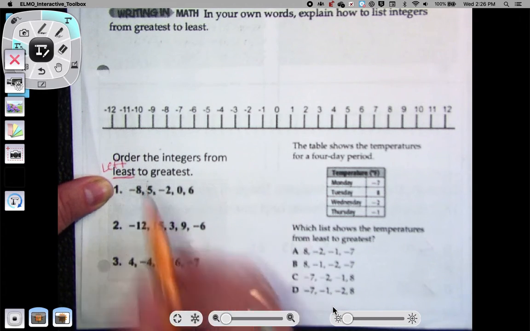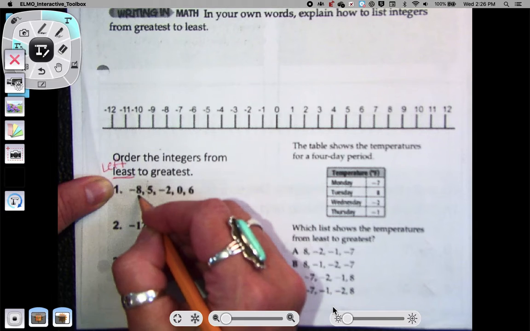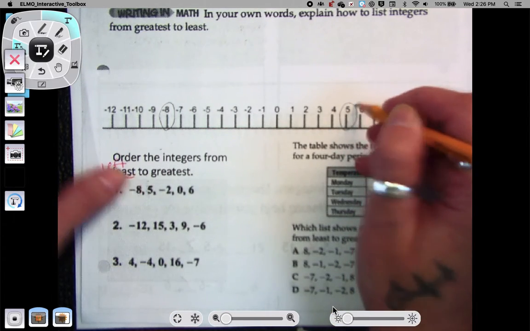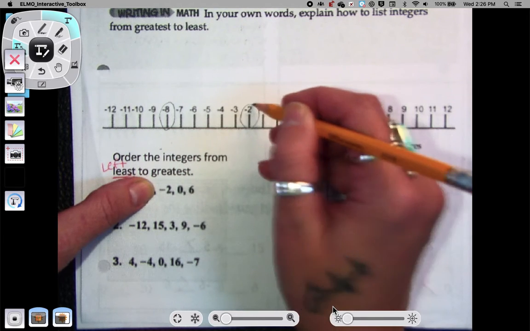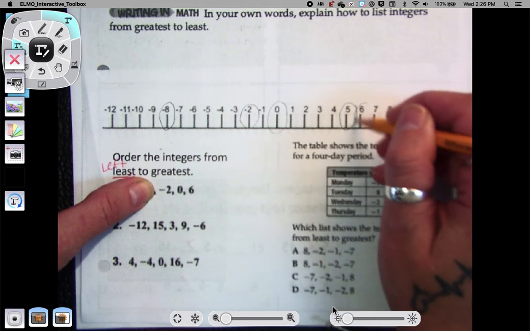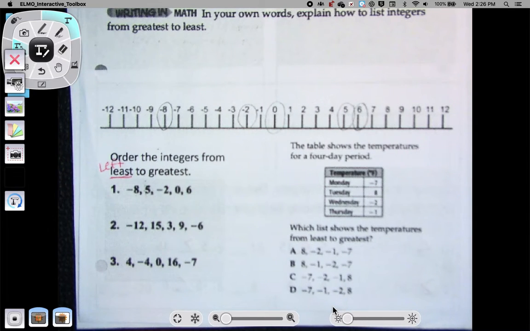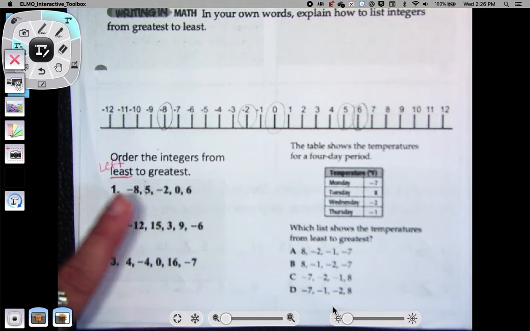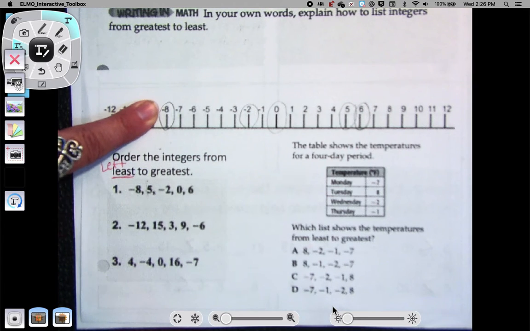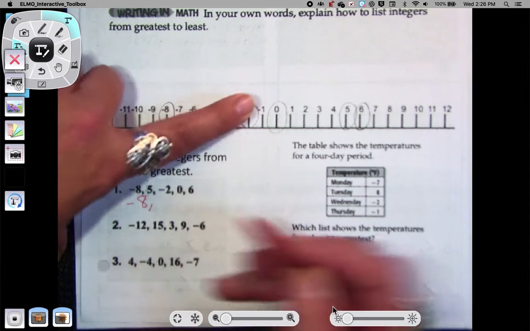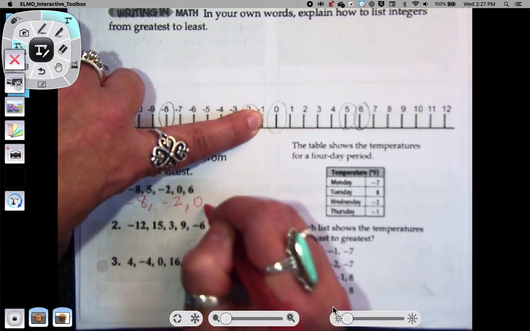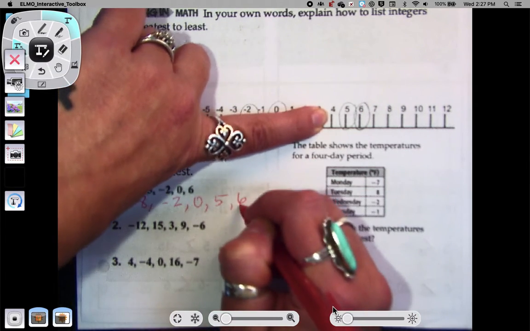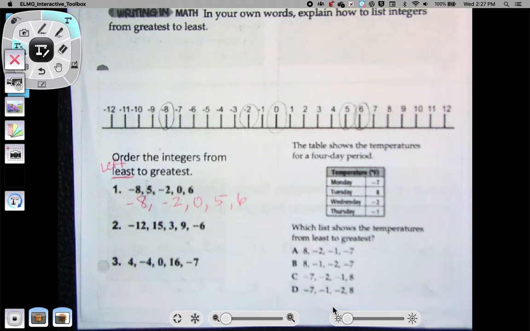I personally always circle the integer. So I would circle -8. I would circle 5. I would circle -2, 0, and 6. I would just simply circle each of the integers. And then because it says to go from least to greatest, I'm going to start with what I circled on the left and simply move to the right. When I do that, the work is done for me.